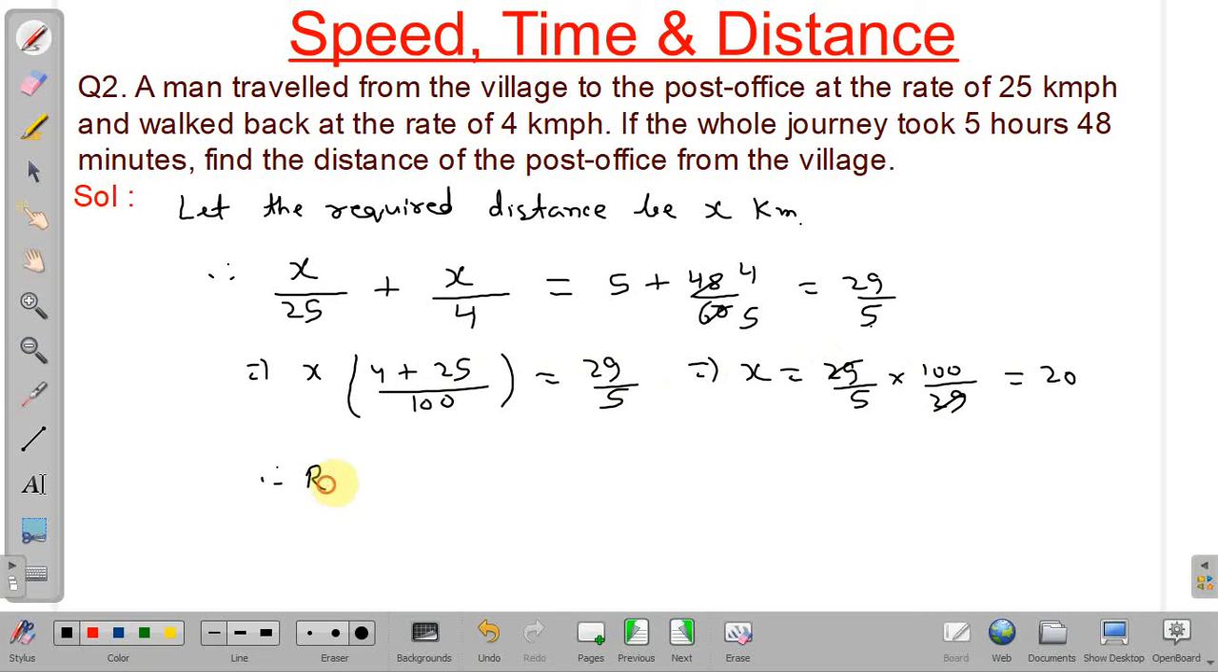Therefore required distance is x. So required distance equal to 20 km. We will discuss next problem.